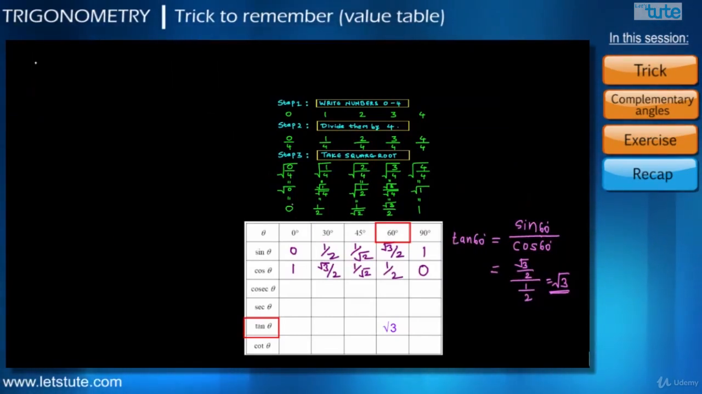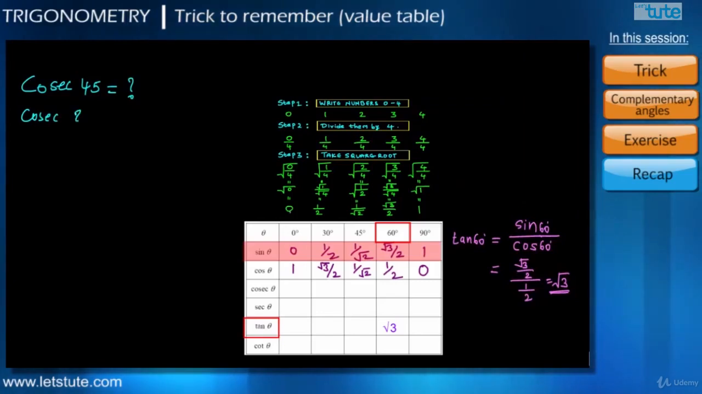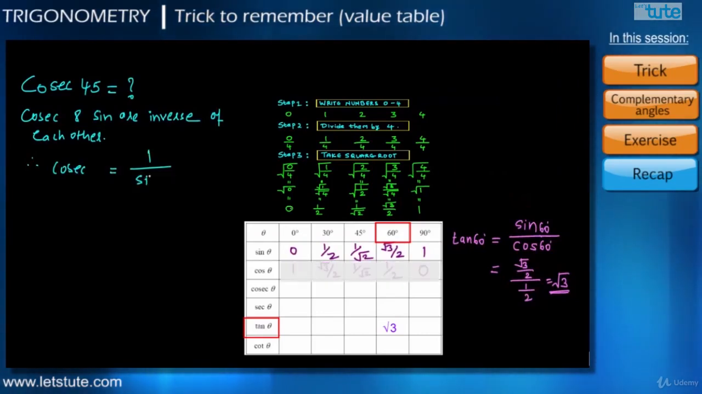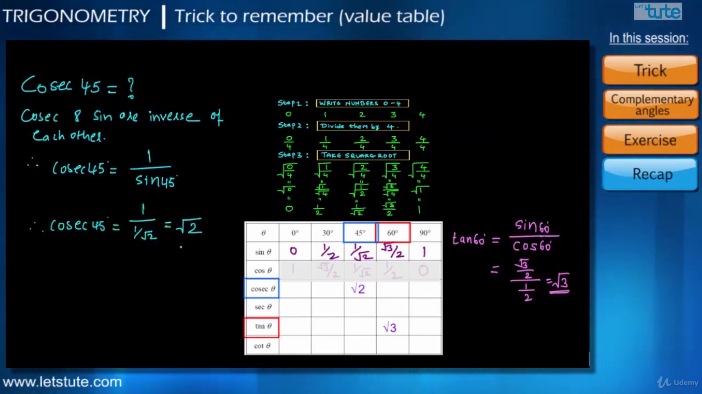Similarly, suppose there is a different situation where we need to know the value for, say, cosec 45. So again, first I will use the trick to get values for sine, and after getting the values of sine, I know that cosec is the inverse of sine, that is cosec is equal to 1 upon sine, and because I want only cosec 45, I will write down cosec 45 is equal to 1 upon sine 45, which is equal to root 2. So all I wanted to say here is, there is no need to write the entire table always. You can get your desired value by just knowing the trick of getting the values for sine.